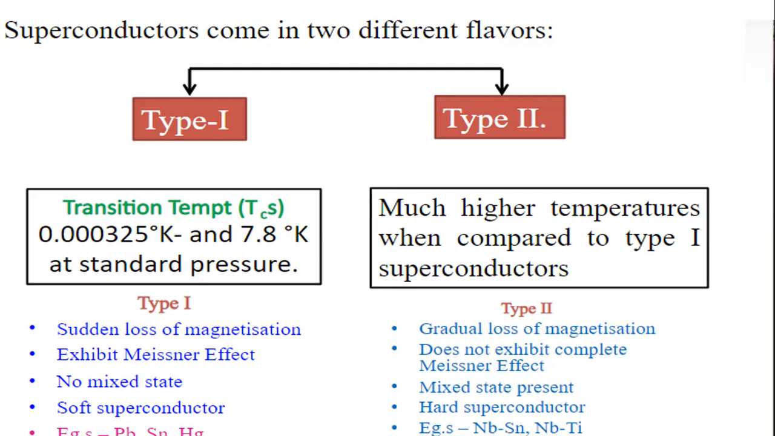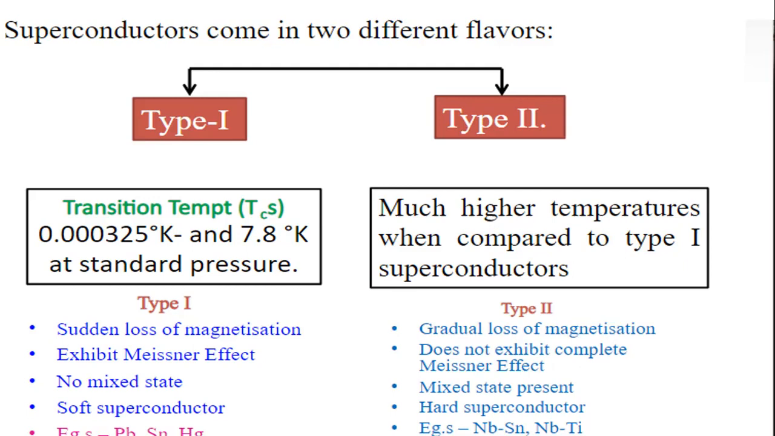So that is the reason it is called the transition temperature, or just the critical temperature. In a type 1 superconductor there is a sudden loss of magnetization, and they exhibit the Meissner effect. We also say that type 1 is nothing but a soft superconductor. I will show you what the Meissner effect actually is in the properties of superconductors.